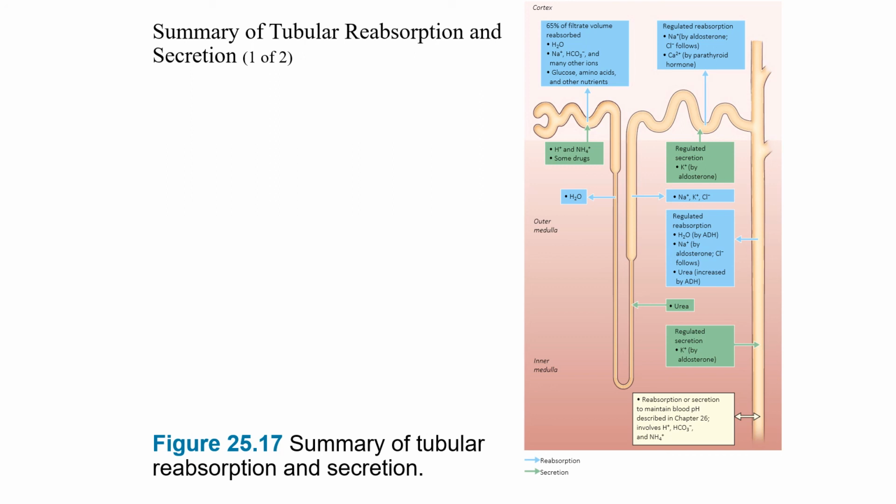I want you to study this picture and understand where things are going, because next we're going to be talking about how a particular gradient is set up in the actual tissue, the interstitial space of the kidneys.